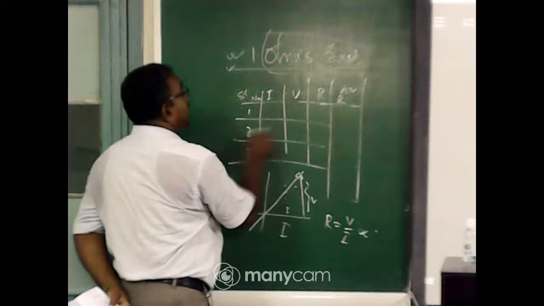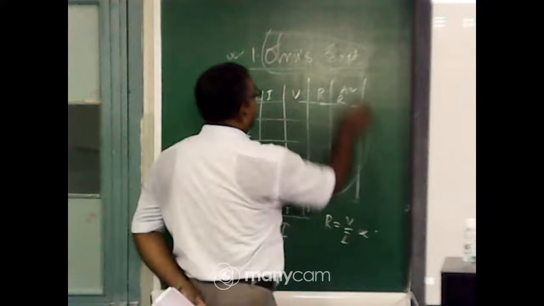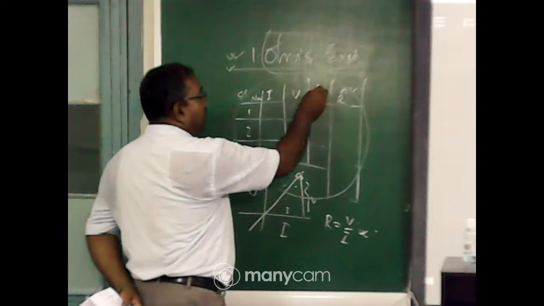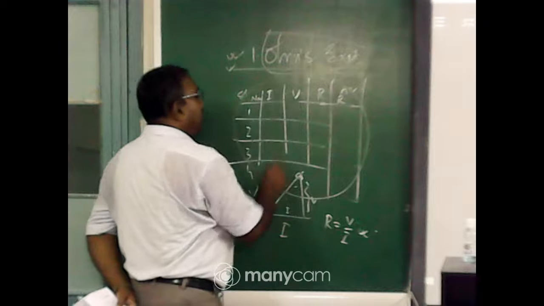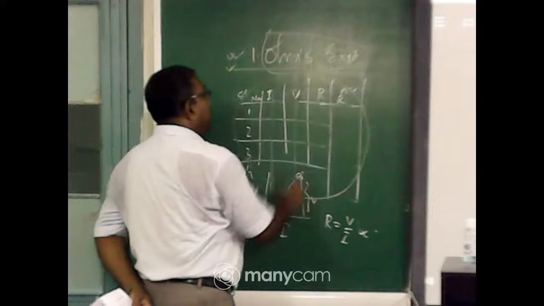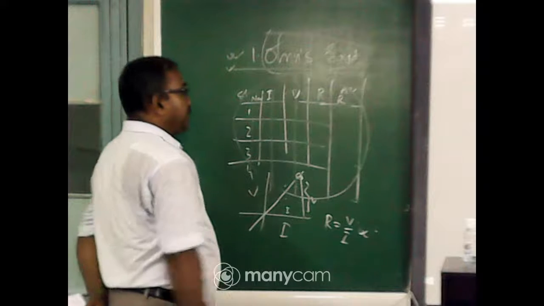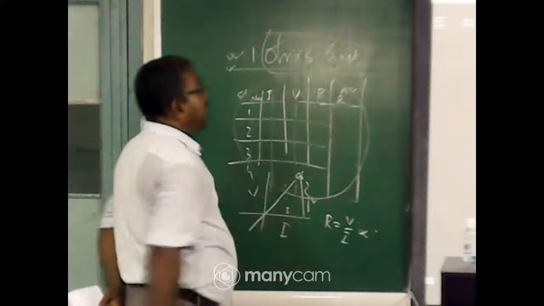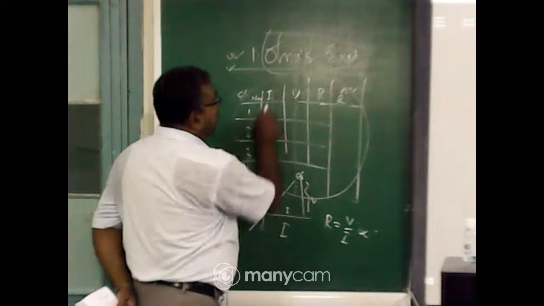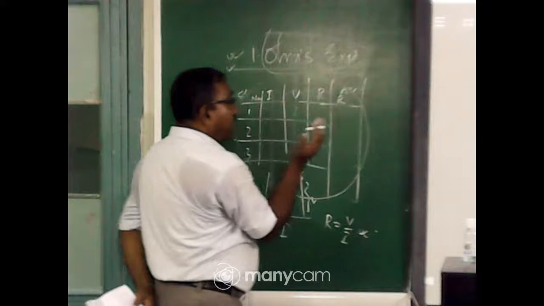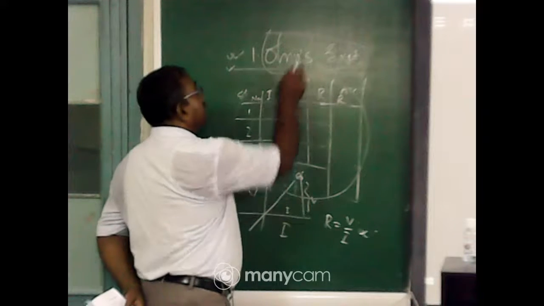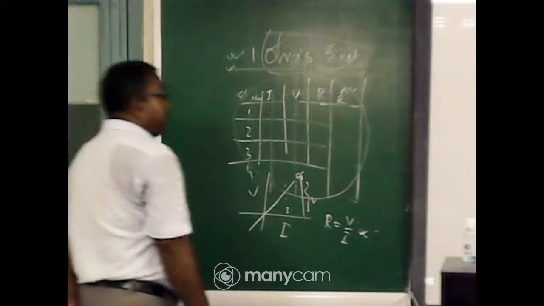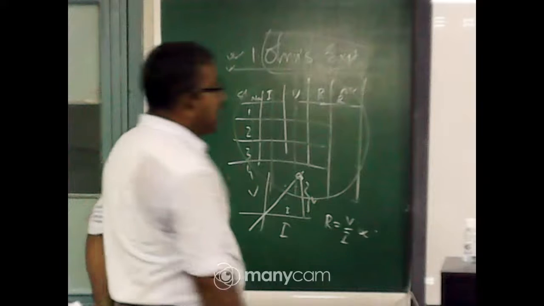Next is the observation table. You write the observation table, table number 1, serial number, I meaning ammeter reading, and voltmeter reading. You note the ammeter and voltmeter readings from your practical data. You leave it blank. When you come to your practical, you note it from your experiment and calculate it. Am I clear, yes or no?